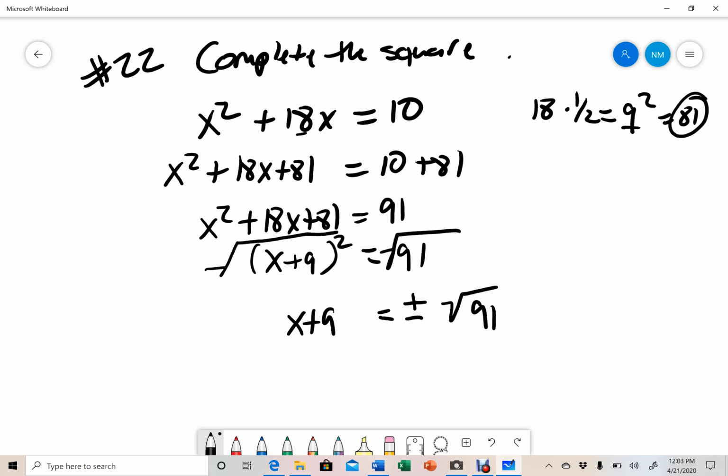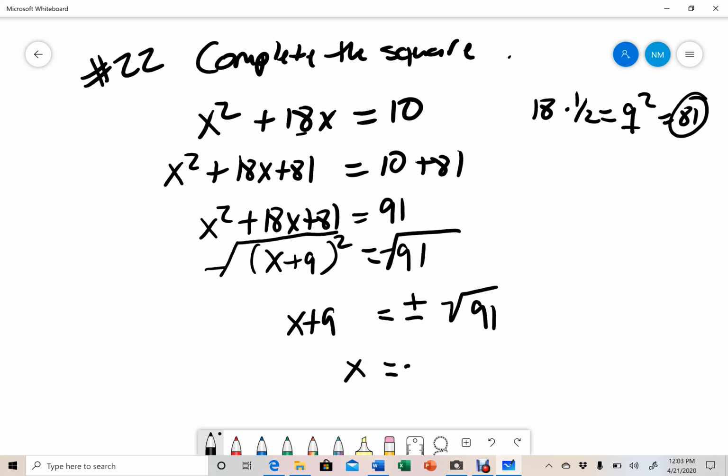Now, why is 91 still in the radical sign? We keep it in the radical sign because 91 does not have a perfect square. If it had a perfect square, I would square root it, and that would become just a regular number. However, because 91 does not have a square root, and it cannot be broken down into two terms, one that does and one that doesn't, we're just simply going to leave it in the square root sign. So from here, I'm just solving for x.